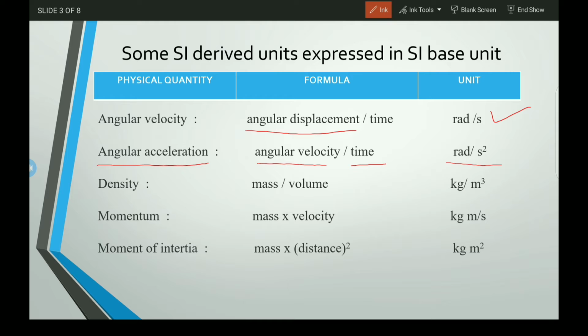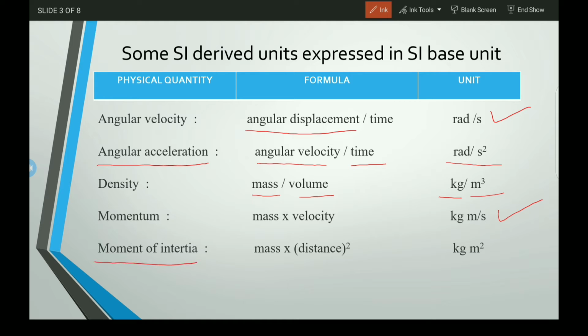Next quantity is density. The formula is mass upon volume. The unit for mass is kilogram and the unit for volume is meter cube. So the unit of density becomes kg per meter cube. Next quantity is momentum. The formula is mass into velocity. The unit for mass is kilogram and the unit for velocity is meter per second. So the unit of momentum becomes kg meter per second.